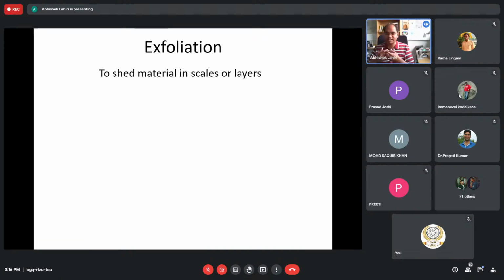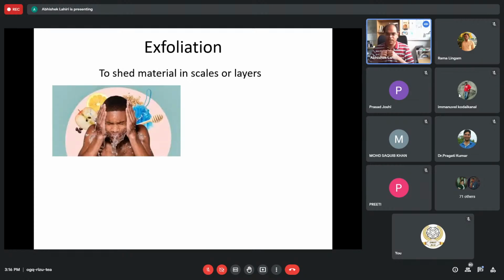Exfoliation means removing material in scales or layers. It can start as simply as washing your face. If it's a hot summer and you go home and wash your face, what happens? When you wash your face, dead skin comes off from the surface. Therefore, that is also an exfoliation process, because you're removing dead skin.